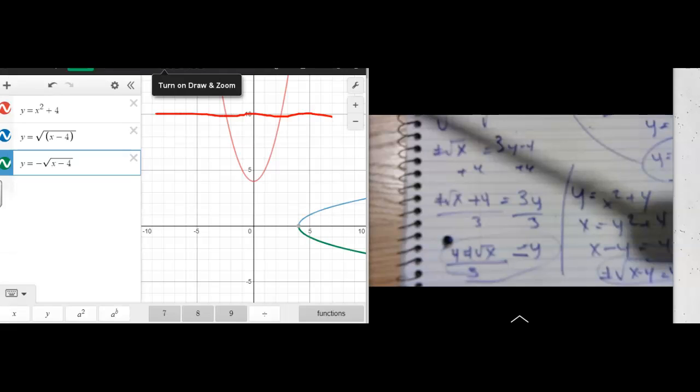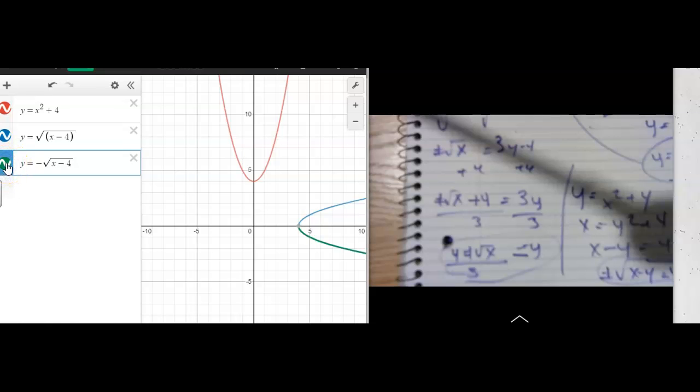Show you a graphical representation of that problem right here. You might notice that the red function y equals x squared plus 4, the one we just did, fails that horizontal line test. Okay, so the horizontal line test tells you if the function is 1 to 1. So it is a function because it passes the vertical line test. But the horizontal line test, if it hits more than once, it's not going to have an inverse.